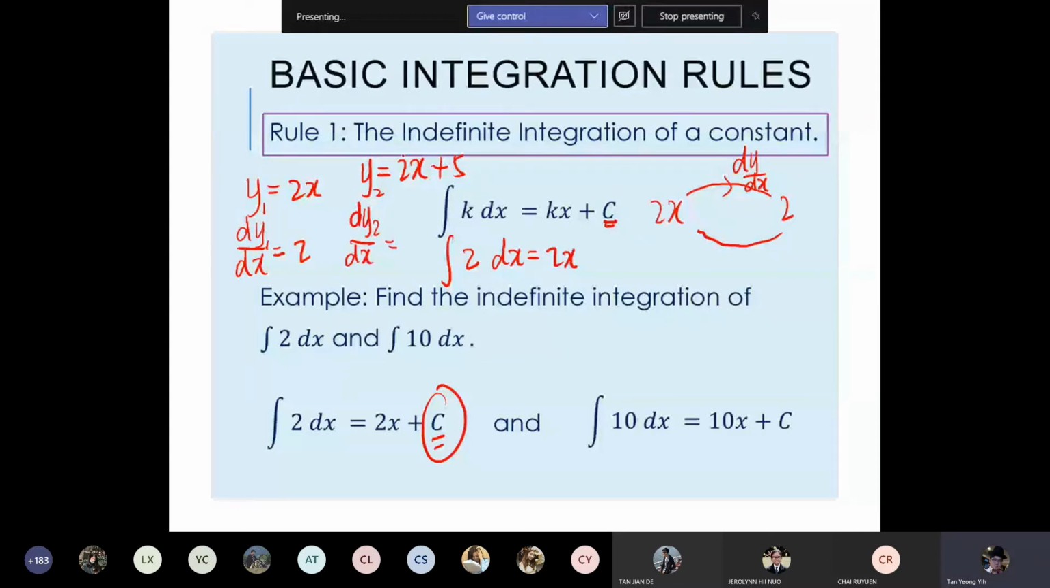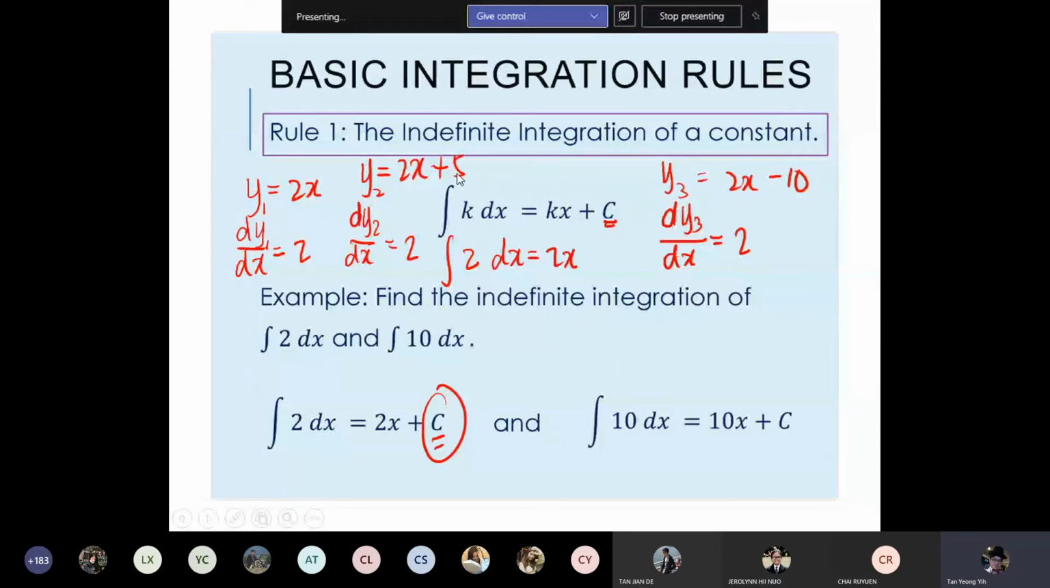Okay, student, differentiate 2. What do I get? I still get 2, right? Okay, so what if I have y equals 2x minus 10? When I differentiate, what do I get? Still 2, right? Okay. Now, it means that when we differentiate, the constant here disappeared.